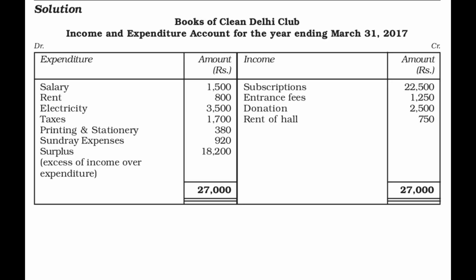Now let's balance the account. There is a balance on the income side. The amount is lesser there on the expenditure side. It is excess of income over expenditure, that is surplus rupees 18,200. Now the account is totaled. The total on both the sides it is rupees 27,000.